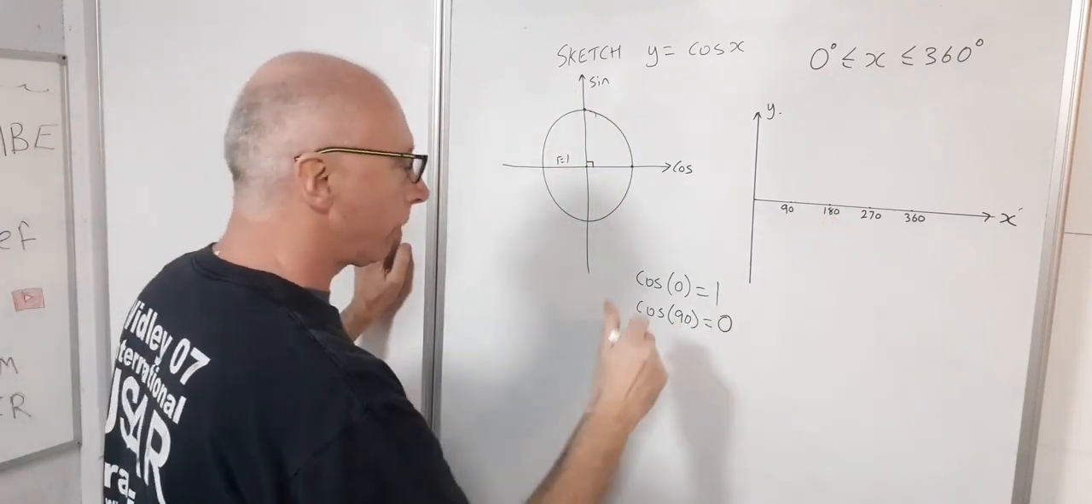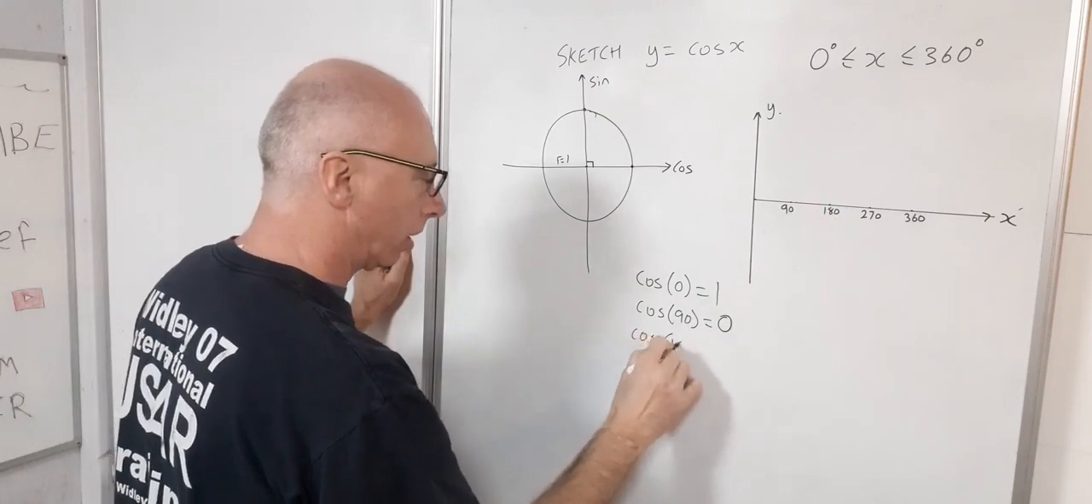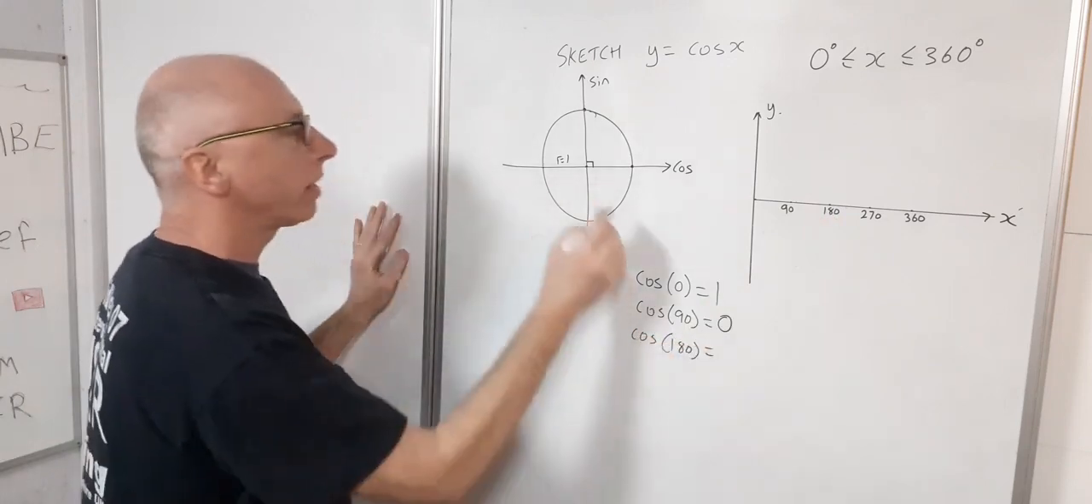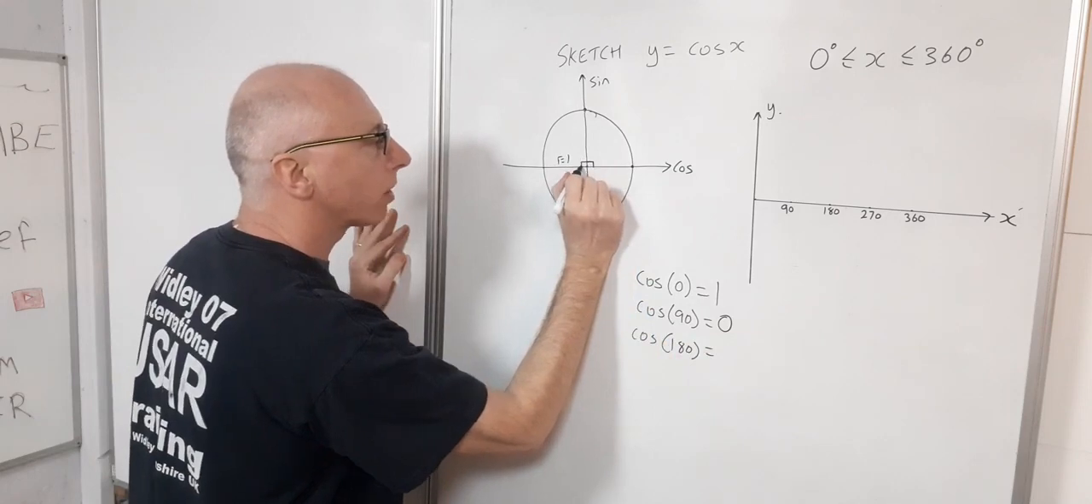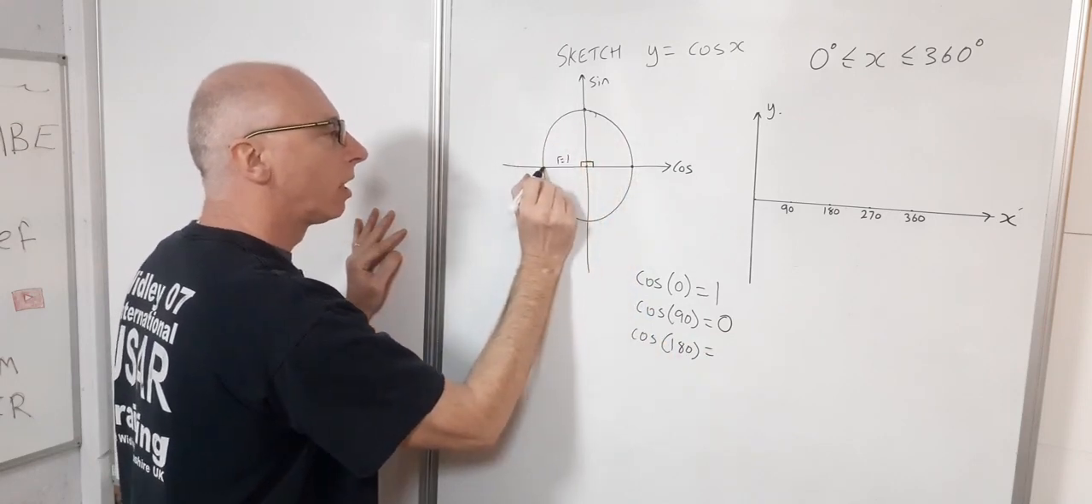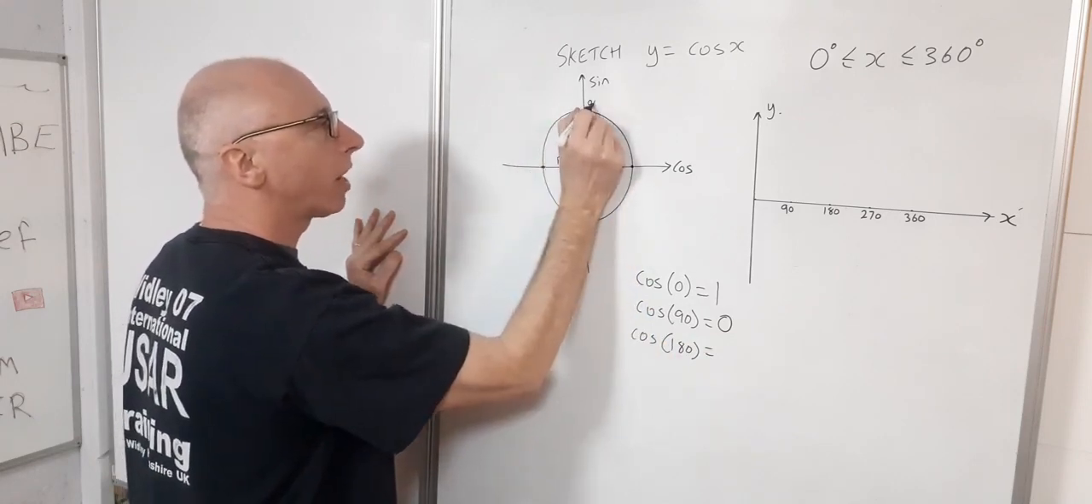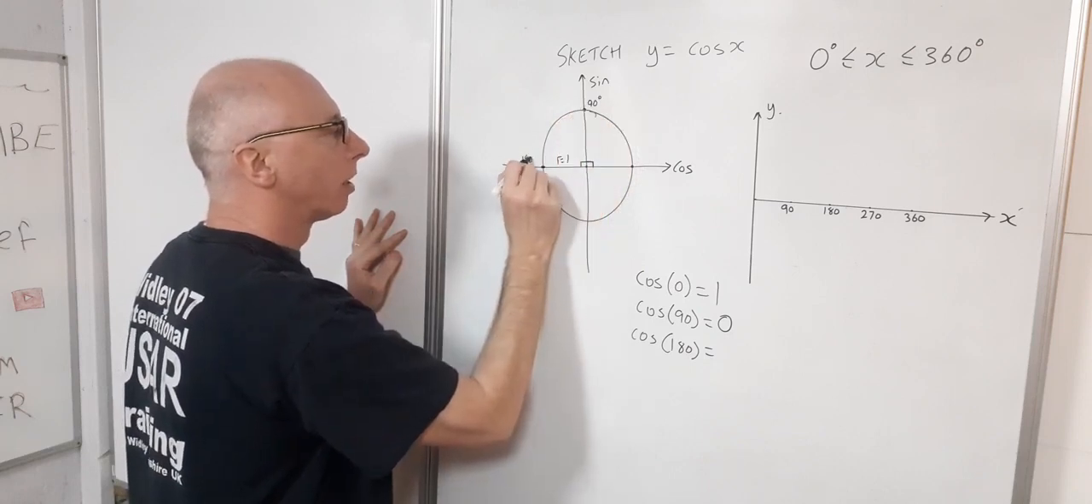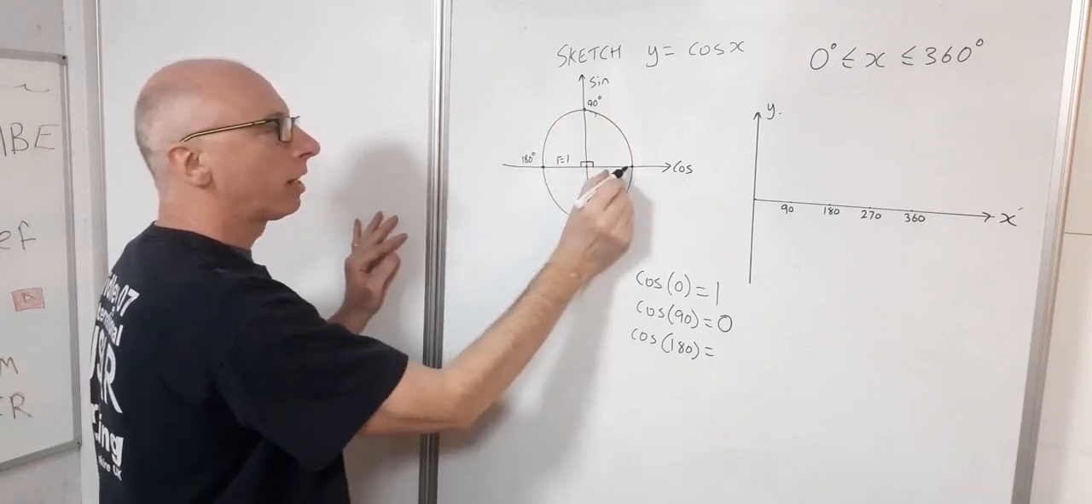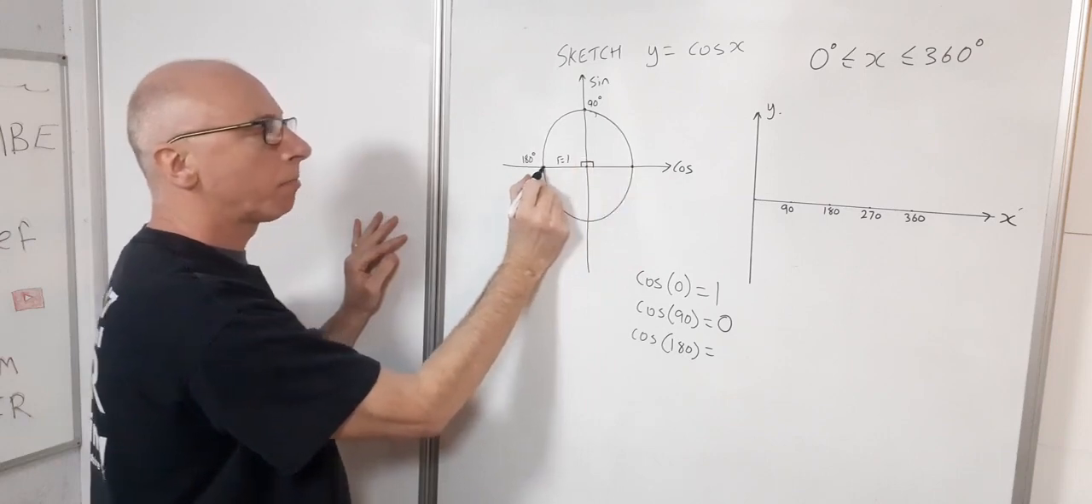Now what about cosine of 180? Cosine of 180, that's going to give me 2 right angles. So if I go all the way around, that's my 180. Let's write these in. So that point there, here my cosine is now going to be minus 1.